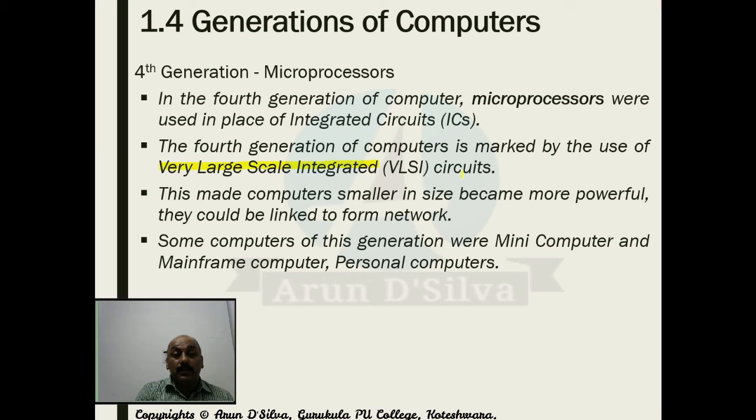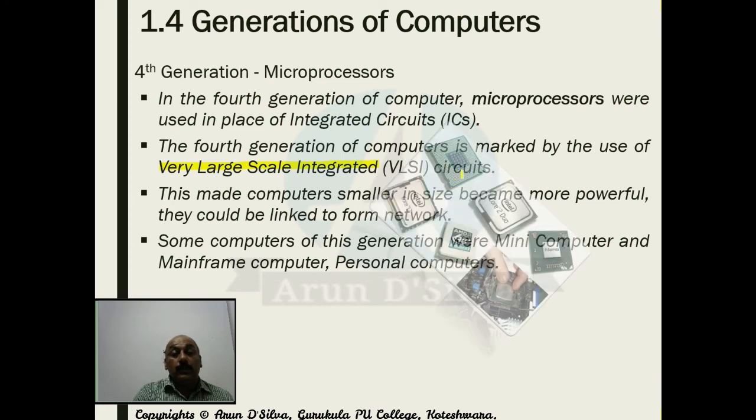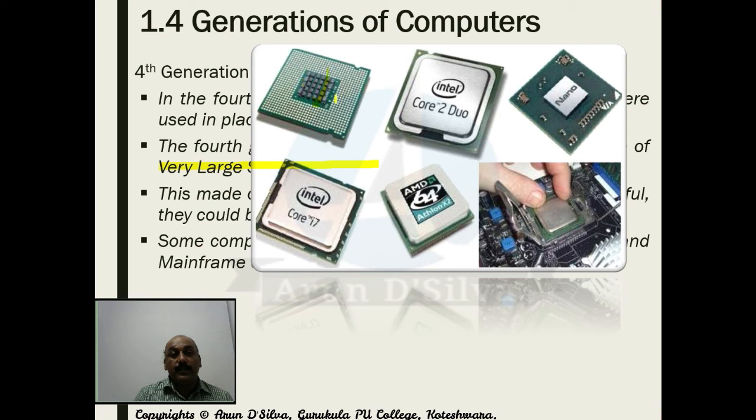this computer, they started using the microprocessor. Because of that, the size of the computer also reduced, and in this generation, mini computers, mainframe computers, personal computers, and supercomputers took birth. All these are there. This is just giving an idea. This is one type of microprocessor. This is another type. This is another type, used in mobiles.